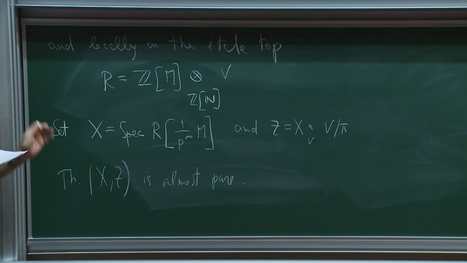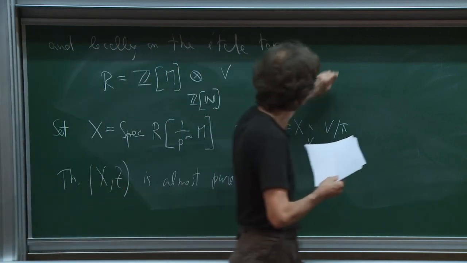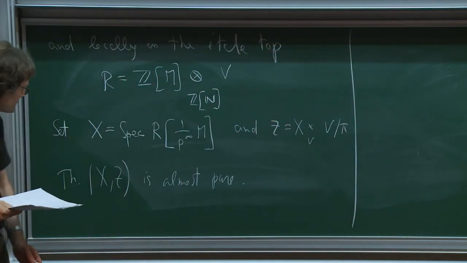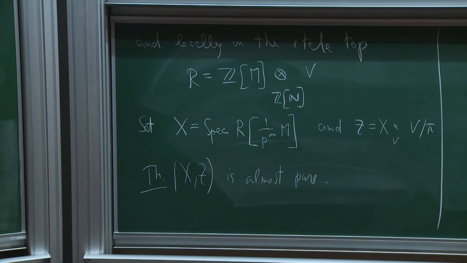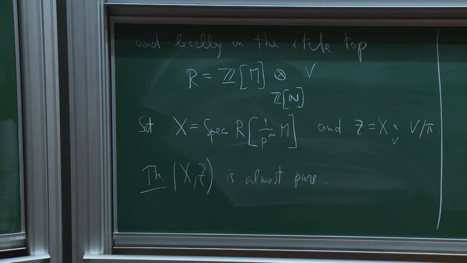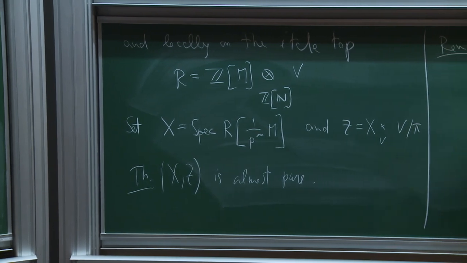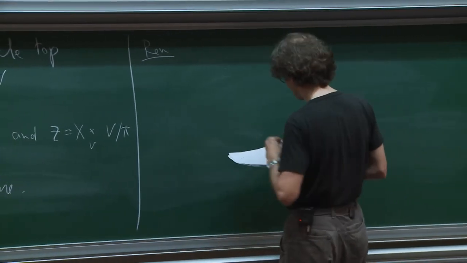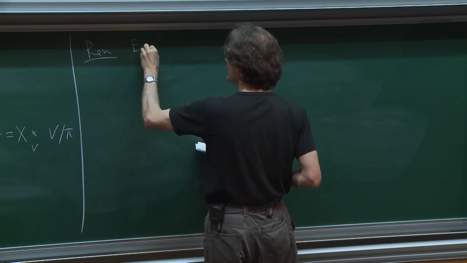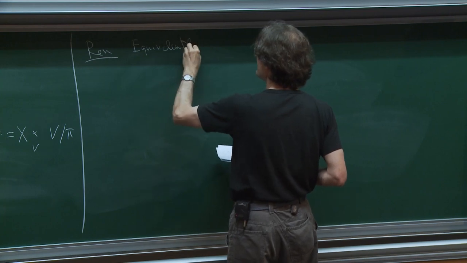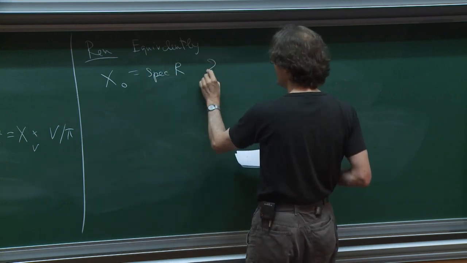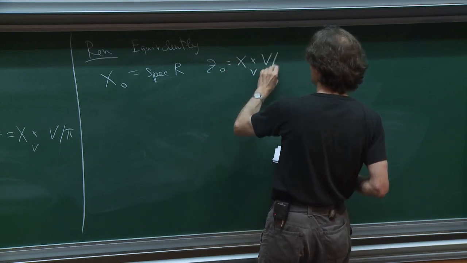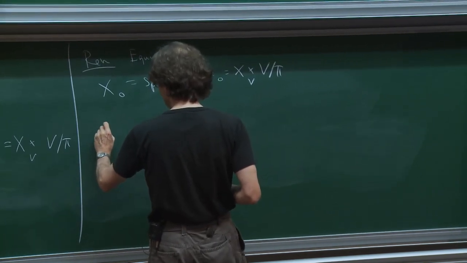Maybe Faltings didn't exactly prove precisely this version. Maybe he had some other condition. But this is certainly something that one can prove with the methods that Faltings introduced in his papers, these ideas of looking at the local cohomology and the action of Frobenius on it. One little remark is that it is more often stated by starting with an equivalent version. So start with X0, which is just the Spec of the original R, and Z0, which is just the closed fiber, and the finite cover.